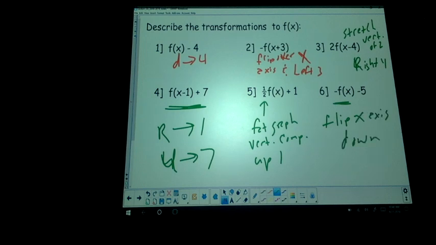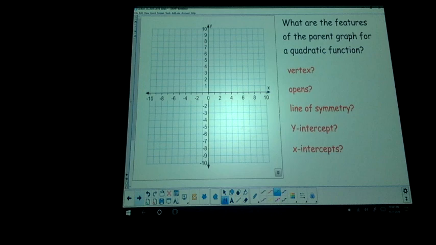Agree? Cool. Everyone happy? As you might see, these are the exact same rules that apply to absolute value graphs as these graphs. Okay? Can I move on? Yeah.